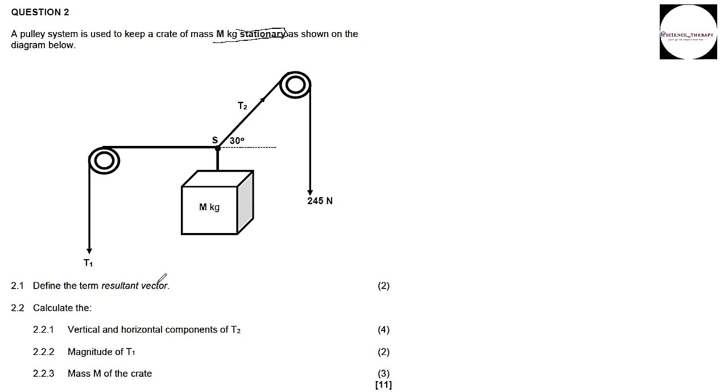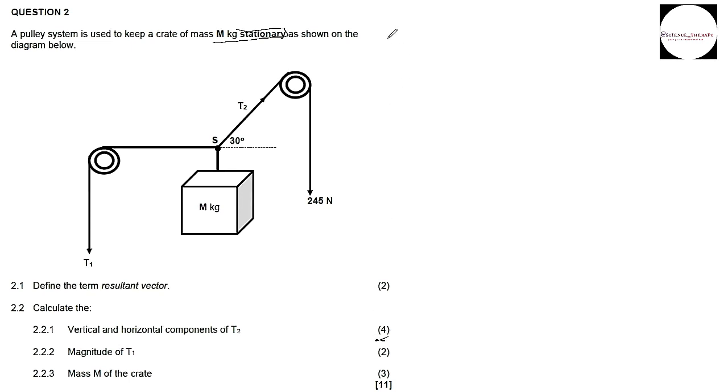So we say a resultant vector is a single vector that has the same effect as two or more other vectors acting together, and that's how you're expected to define that. Then 2.2 says calculate the vertical and horizontal components of T2, and that's for 4 marks.